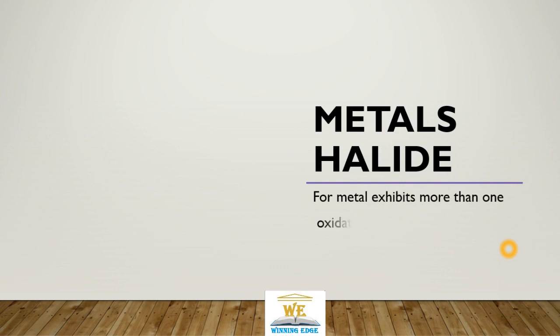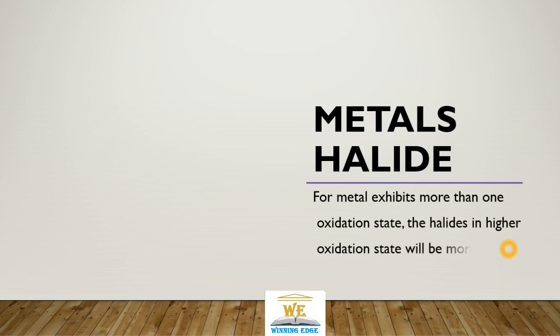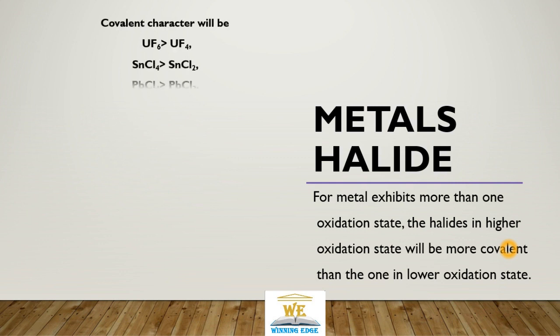For a metal exhibiting more than one oxidation state, the halide in the higher oxidation state will be more covalent than the one in the lower oxidation state. This is again according to Fajans' rule. For the same reason, UF6 will be more covalent than UF4. Tin tetrachloride will be more covalent than tin dichloride.